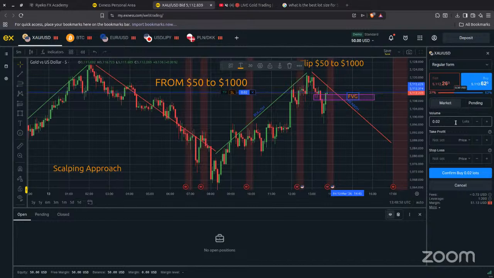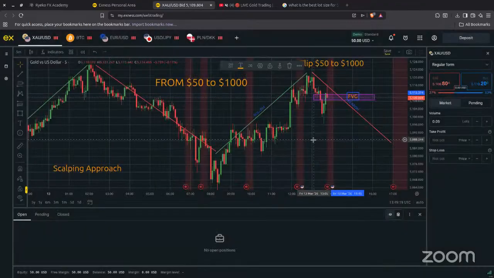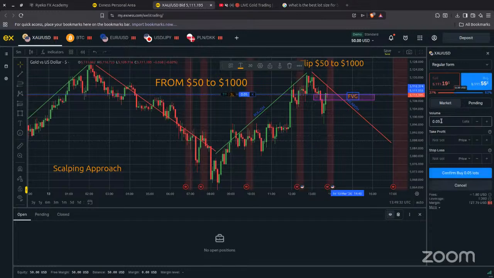So someone was saying that it's not that easy trading a small account. Yeah, we see it. But 0.5 should be okay for us. Now let's sell. Oh, why? So at what point are we going to sell?